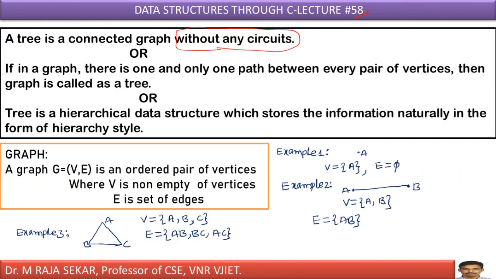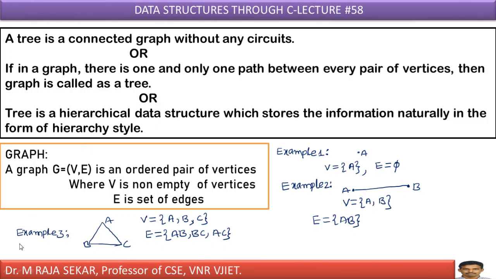Another way of defining a tree is, if in a graph there is only one and only one path between every pair of vertices. There must be only one path between every pair of vertices. For example, this one is not a tree. Why? Because between A and B, this is one path. There is another path, ACB. If there is more than one path between two vertices, that graph cannot be treated as a tree. These are different ways of defining a tree.